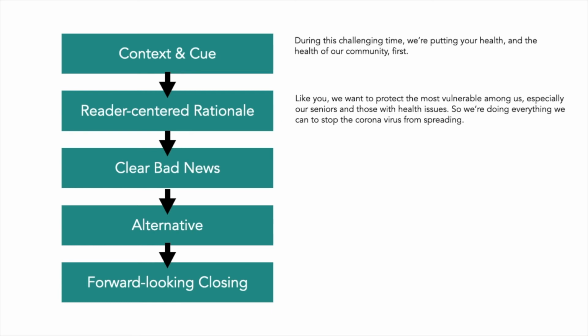Notice here what doesn't happen. The writing is not hiding behind public policy. It's not saying government policy said this, or social distancing measures are in effect. That is the surest way to kill the effectiveness of a bad news message: to mention policy as the reason that you're doing something. You want to make it clear that your rationale for the bad news you're delivering has to do with what matters to your audience.